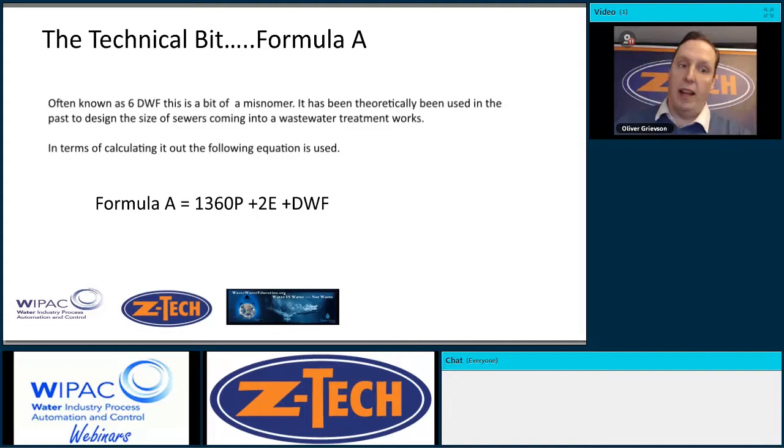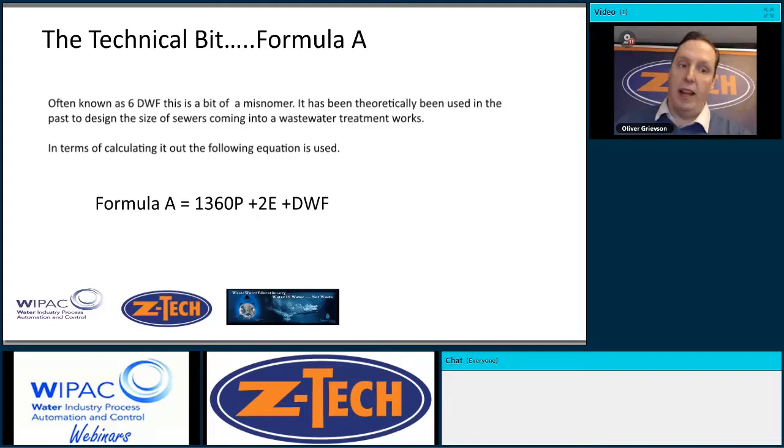To go to the very basics, because of course I don't know who's on the call, some people may or may not know it, and some of the people who are joining us from America deal in a slightly different terminology. We can split it into Formula A, flow to full treatment, and dry weather flow. Formula A is often described as 6 times dry weather flow. It is a bit of a misnomer.